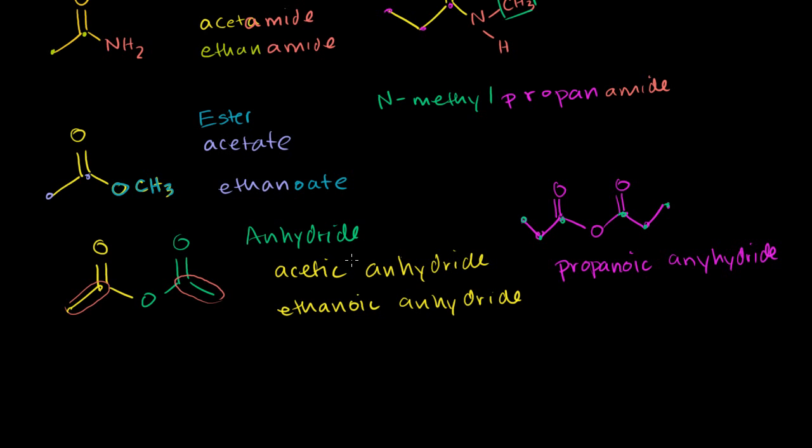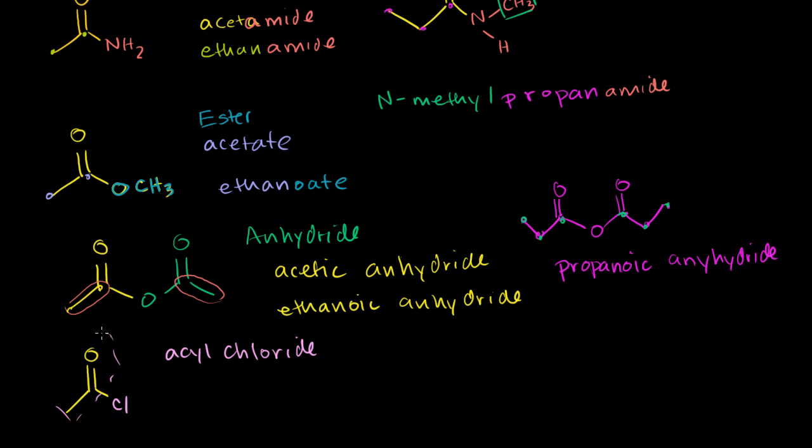Now, the last carboxylic acid derivative that you should know about, and we've already seen it, are the acyl halides, and in particular the acyl chlorides. So let me draw it right over here. You have your acyl group right there, and then it is bonded to a chlorine. And this right here is an acyl chloride.